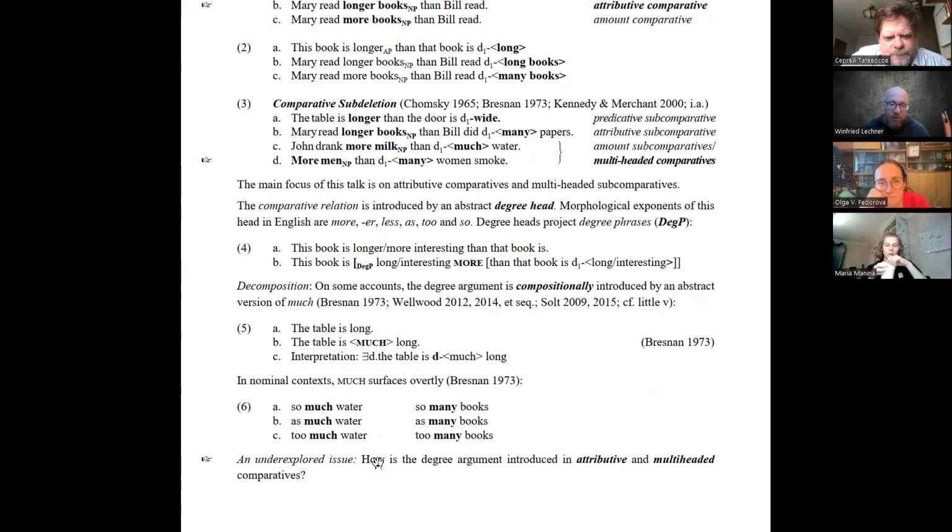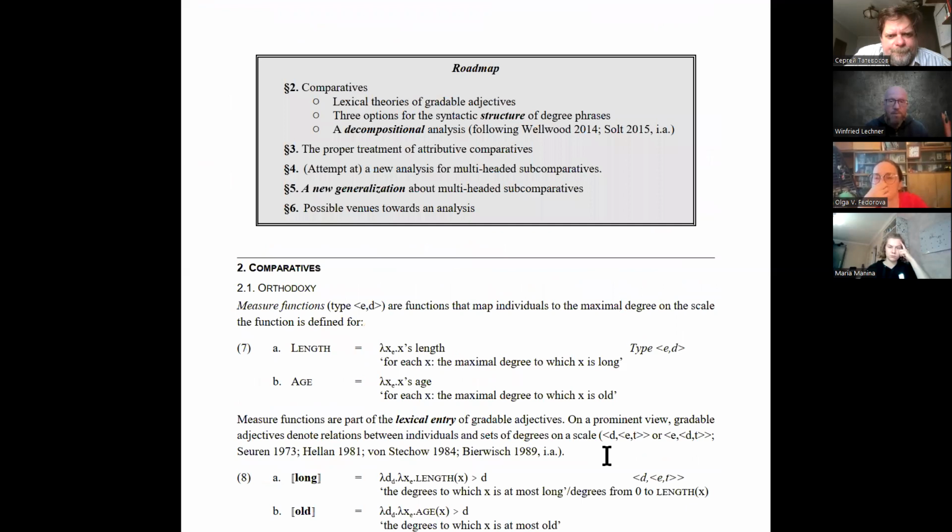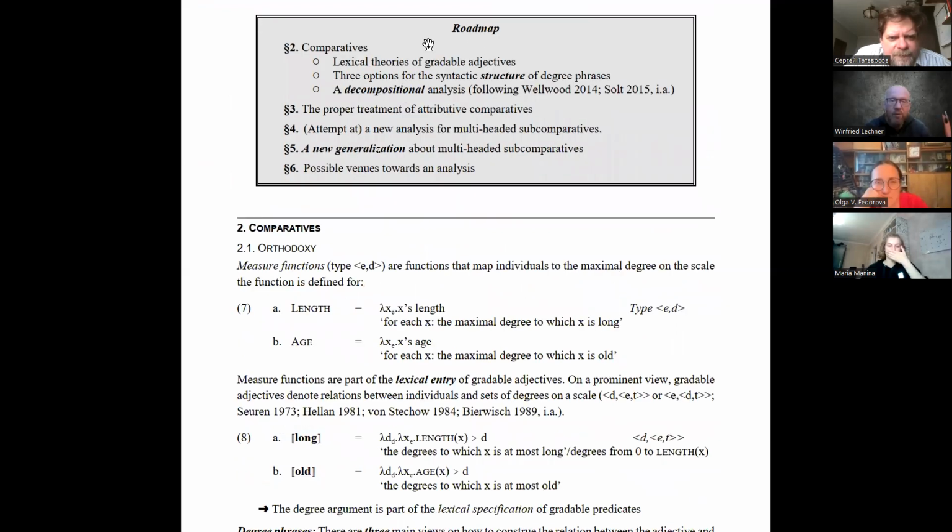What I would like to do in this talk is the following. I would like to look at the two types of comparatives that I marked before, the attributive ones and the multi-headed ones, from that decompositional perspective. I want to see what actually happens once we give an analysis of attributive comparatives in which the degree head is added by a functional head. What does it tell us about the internal organization of the construction and the way the meanings are composed? Good. So just to give you an outline of the roadmap here.